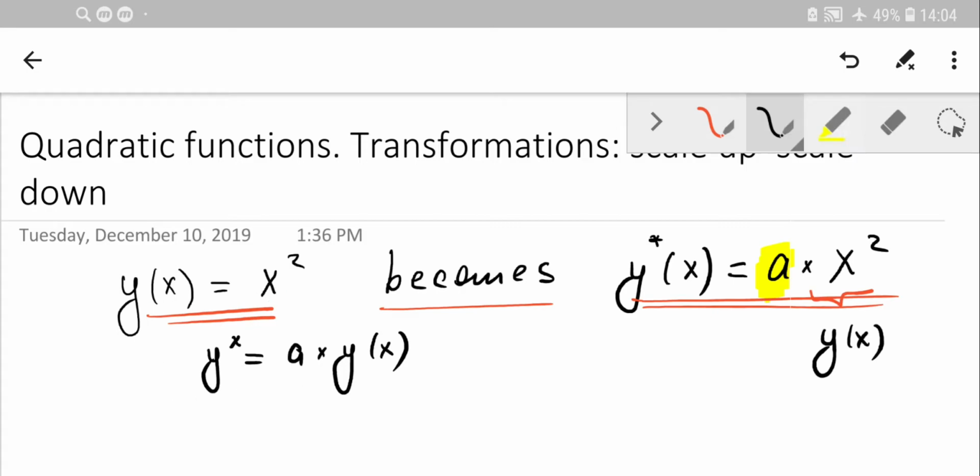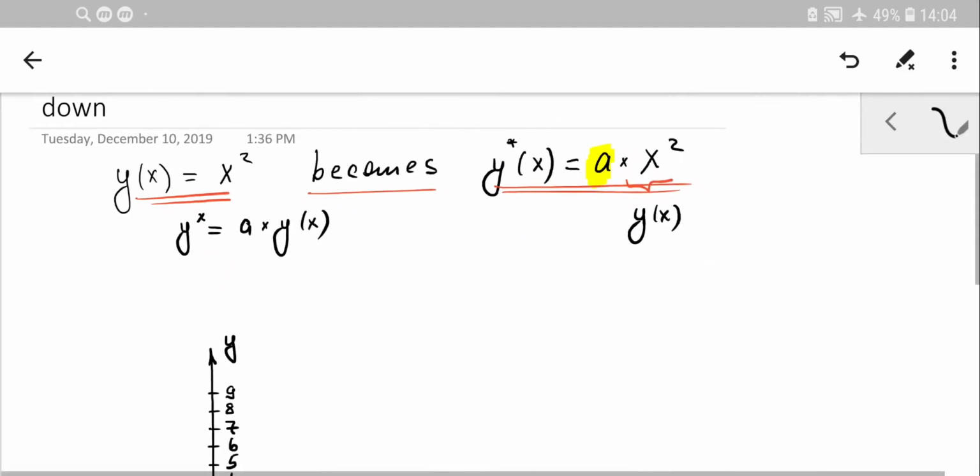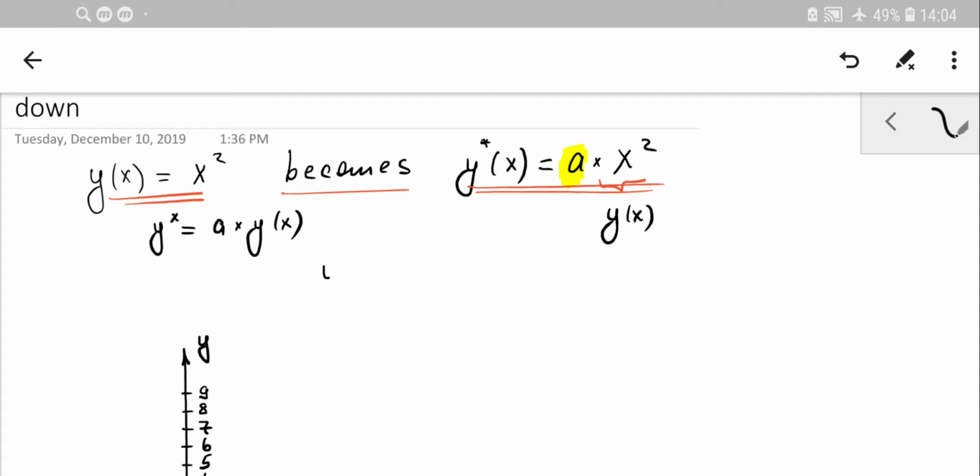For simplicity, I'll give you an example and we start exploring the function y = x squared. That's your basic one. Let's apply the transformation of scaling with the coefficient a = 2. In this case, we have a new function y star. I use star notation in order to differ y star from y, your basic parabola. And we'll get 2 times x squared.